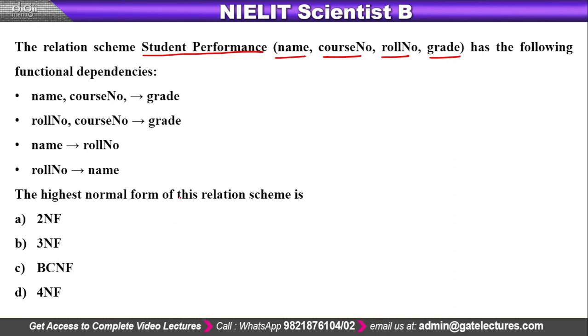When we have to do these questions, the easiest thing is to assign an alphabet to each attribute and rewrite your functional dependencies. So this will be NC denotes G, RC denotes G, N denotes R, and R denotes N. These are your functional dependencies. Always remember, whenever you have a set of functional dependencies, look at the right hand side. If the right hand side does not contain a particular attribute, in this case course number, capital C, then course number will be part of your candidate key.